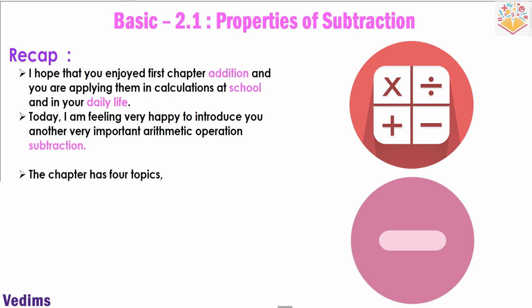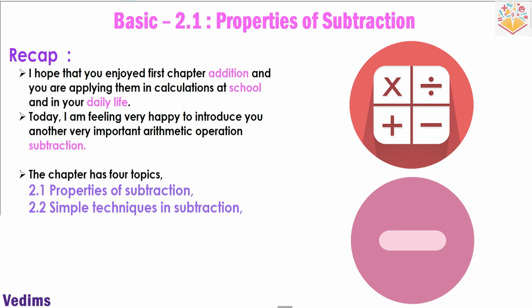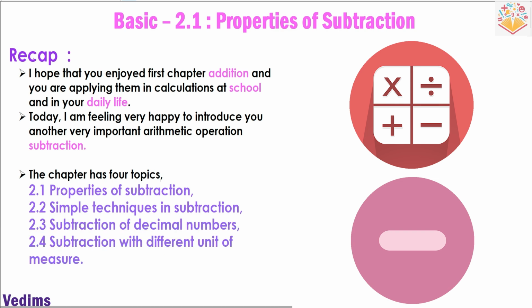The chapter has four topics: 2.1 properties of subtraction, 2.2 simple techniques in subtraction, 2.3 subtraction of decimal numbers, 2.4 subtraction with a different unit of measure. Let us see one by one.